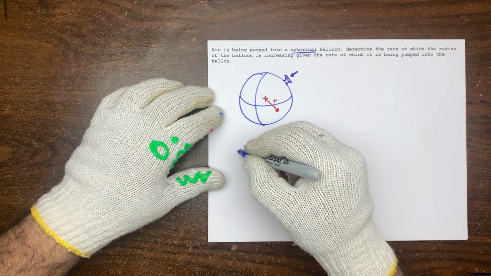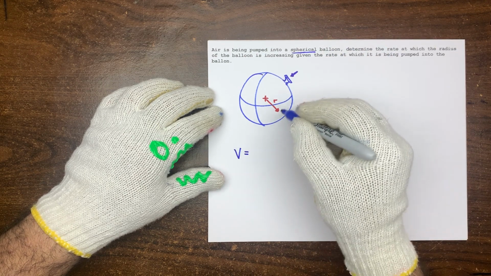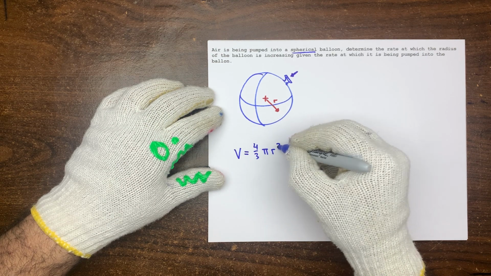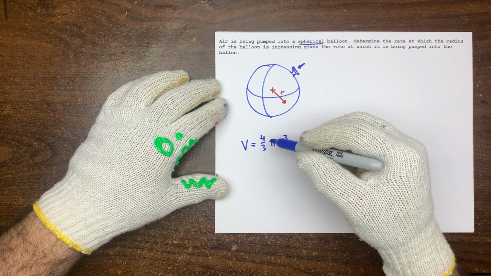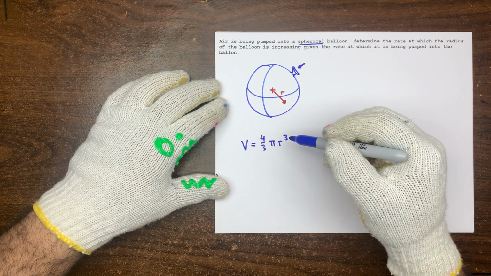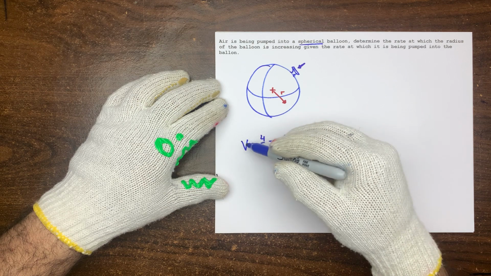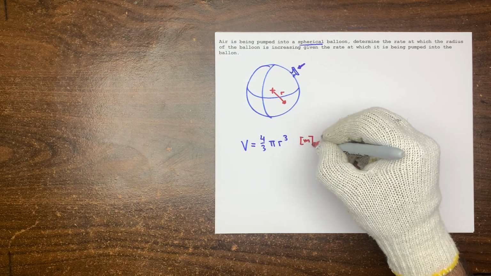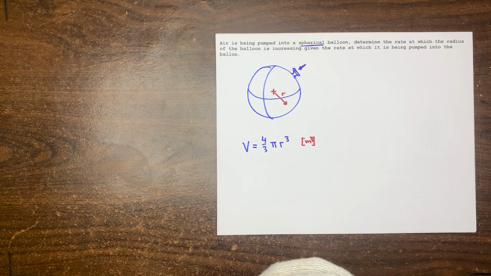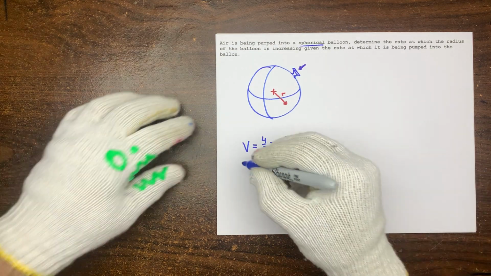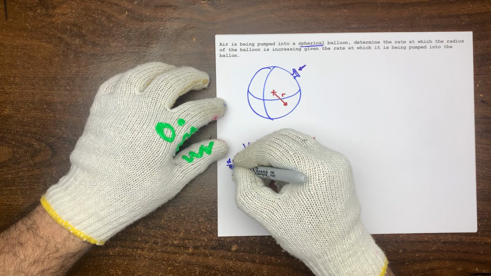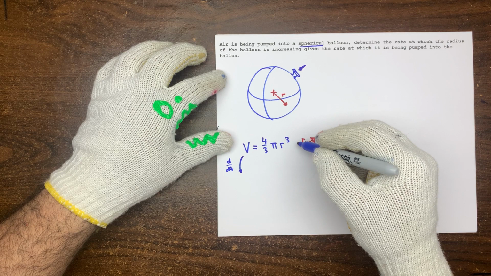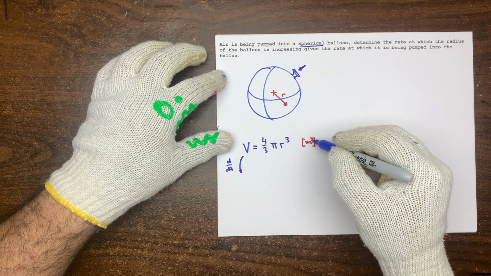So the relationship for the volume of a sphere is 4 over 3 pi r cubed. That is the relationship between volume and radius. You give me a radius, I'll give you a volume. And again, this is measured in meters cubed. If we take the derivative of this with respect to time, d by dt, we're going to get a relation, a rate of change. So it would be meters cubed per second.